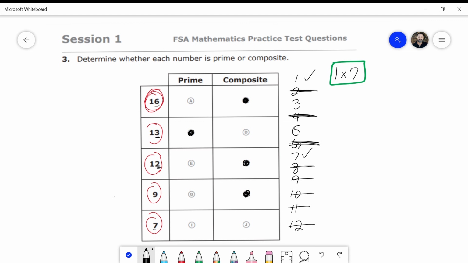So the rule for 3 is if it's a 2-digit number, you just add them. But this is not a 2-digit number. It's a 1-digit number. So you just count by 3s. 3, 6, 9. So I just skipped the number 7, so that means it doesn't work. And then the rule for 5 is there has to be a 0 or 5 in the ones place, which there isn't. So you can see I've tried every single number, and there's only 1 set. So that means it is prime.